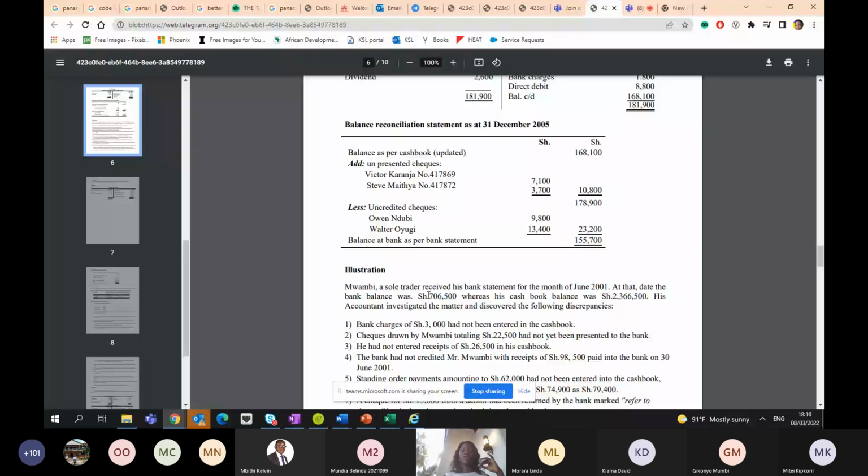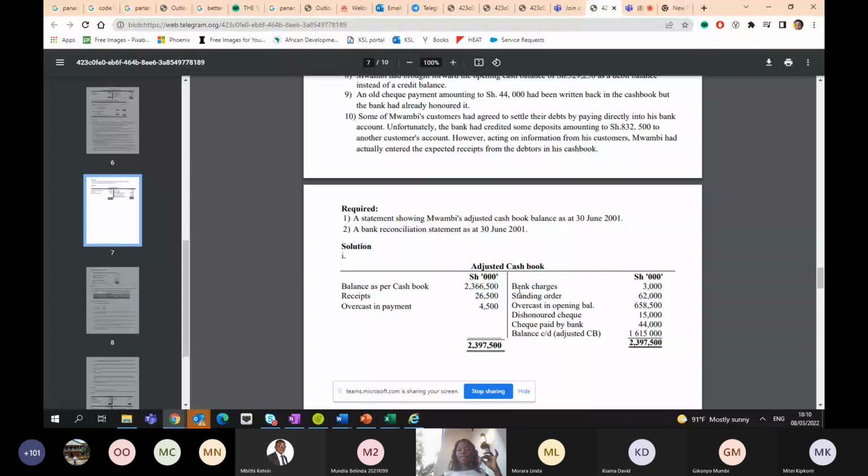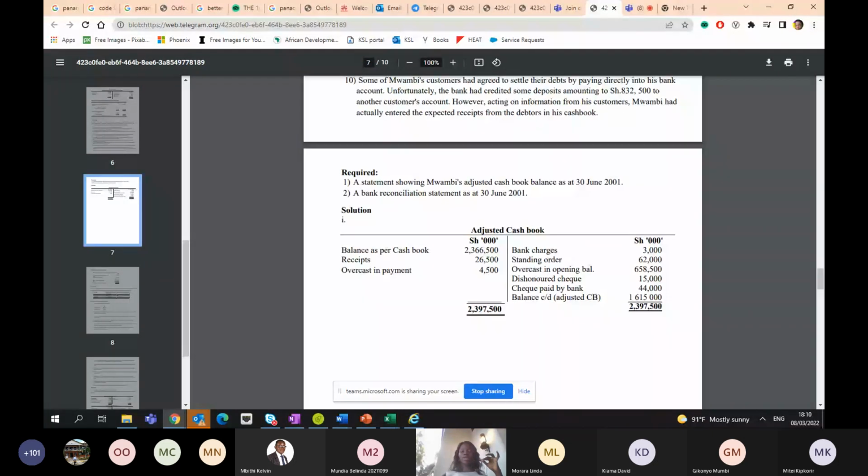To make your work easier, you can also add them in stages. That way it's easy to figure out where the error is. Like over here, unpresented checks have been added together and uncredited checks have been added together. That way, if it's not balancing and you have time to correct your work, it's easy to figure out where your error is, because maybe you'll first re-add these numbers and check these. But if you just list them, then sometimes it's really hard. So you can add them in stages, and that will help you in the exam.